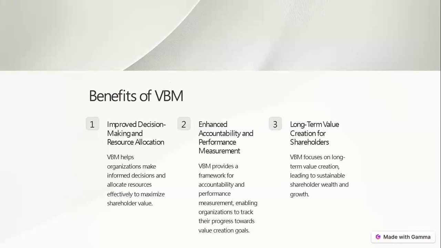And there's a question which was tested on VBM. If you check 2023, there is VBM. I think in 2020-something, there's also VBM. VBM helps organizations make informed decisions and allocate resources effectively to maximize shareholders' value. Number two, enhanced accountability and performance measurement. VBM provides a framework for accountability and performance measurement, enabling organizations to track their resources towards value creation goals. VBM's focus on long-term value creation leads to sustainable shareholder wealth.